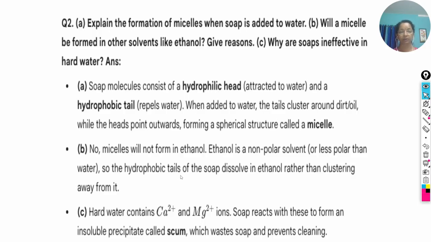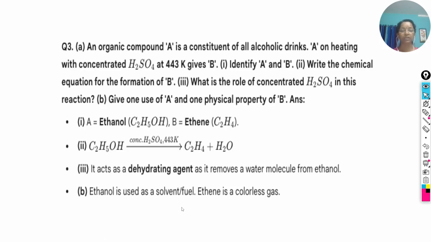It will not form micelle. The hydrophobic tails of the soap dissolve in ethanol rather than clustering away from it. Next, number C, why are soaps ineffective? That we already discussed. So they do not form scum with the detergent.